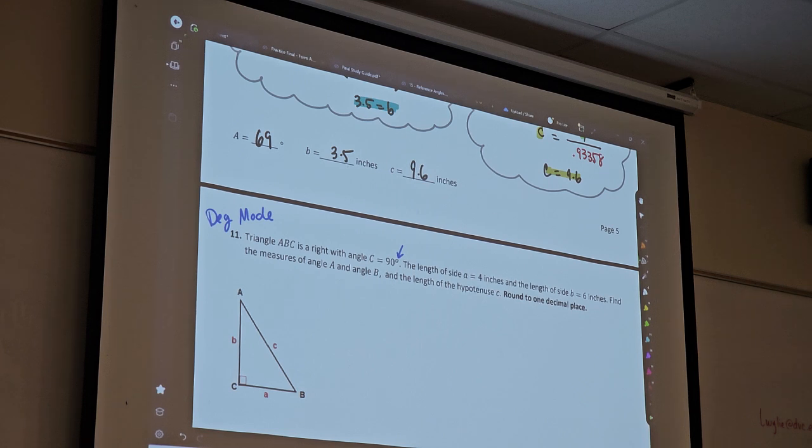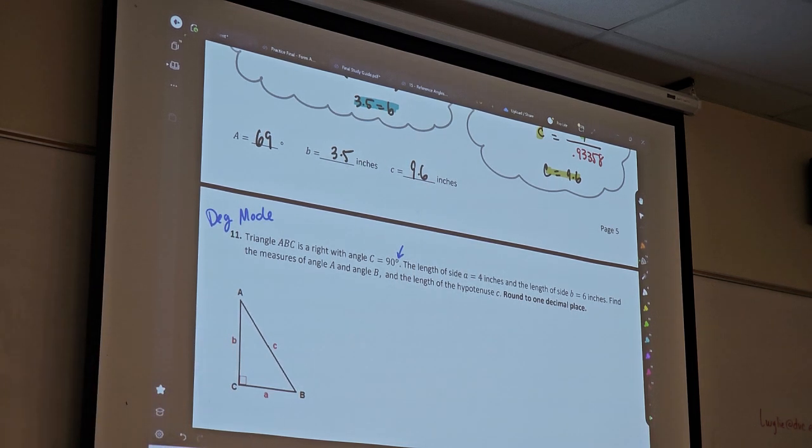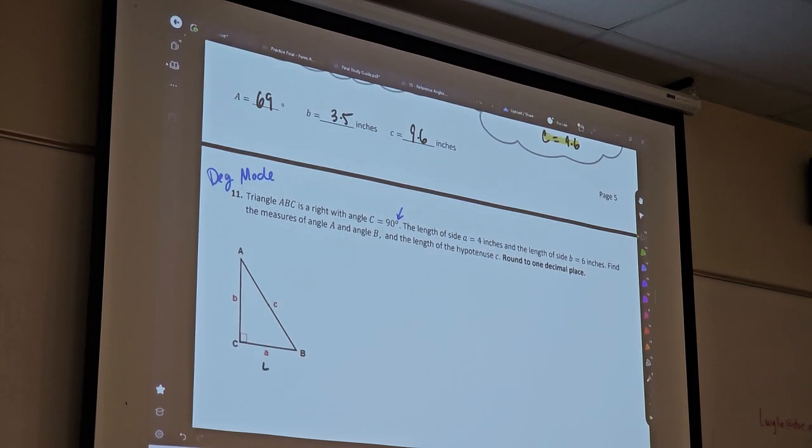All right, the other right triangle trig problem: side A is 4 and B is 6. Find the hypotenuse and the angles. I'm going to back off on color a little bit just because of time. Let me know if you need clarification. First, I'm going to do my Pythagorean theorem.